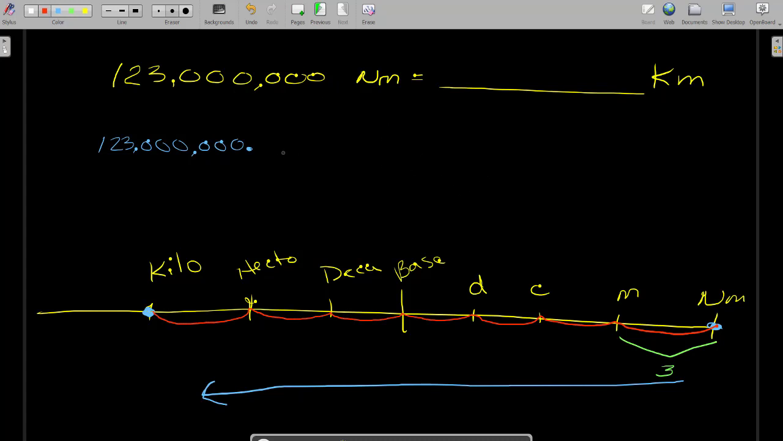And step 4 was just move the decimal that many places. So here's my decimal. I'm going to go 1, 2, 3, 4, 5, 6, 7, 8, 9. So point 1, 2, 3. So that is my answer. 0.123 kilometers.